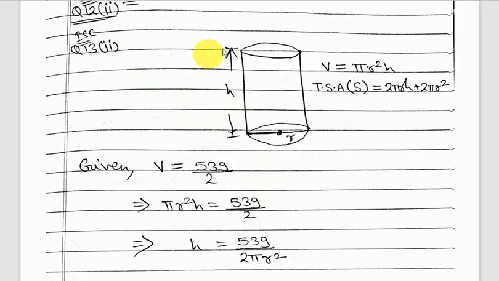So here this is the right circular cylinder. Okay, this is the height. I have taken radius to be r. Volume is already given to us. So V equal to pi r square h, and this V is constant for us.